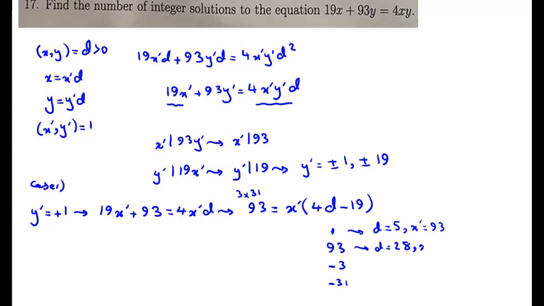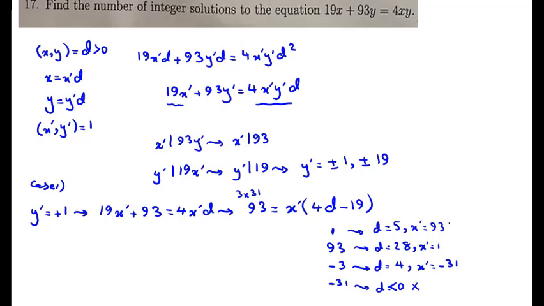In the second case, 4d - 19 is 93, so 4d is 19 plus 93, and d will be 28. In this case, x' is 1. For the third case, 4d minus 19 is negative 3, so d will be 19 minus 3 over 4, which is 4, and x' will be what? Negative 3 times negative 1, negative 31. In the other case, d will be negative, and that's a contradiction for this case.